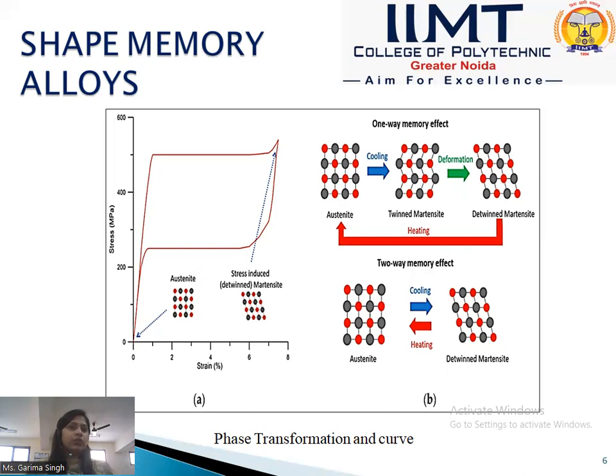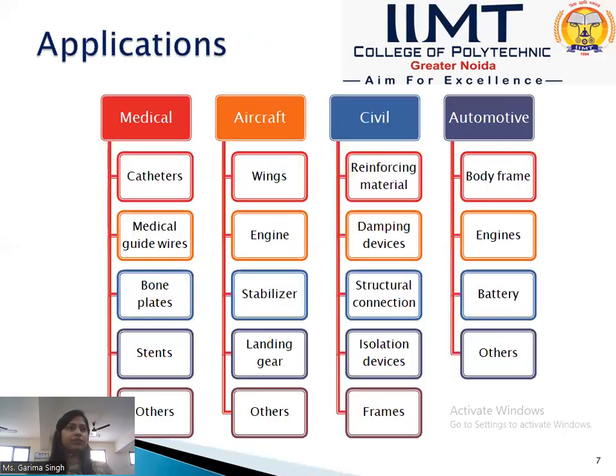Now, the other is the two-way memory effect, in which an austenite structure on cooling gets to the twinned martensite structure. And on heating again, it goes from the detwinned martensite structure to the austenite structure again. So what happens in this? When we apply the force, there is a change in the structure. But if we want to convert this shape of the solid back to its original form, we just need to apply the heat. So that's how these work.